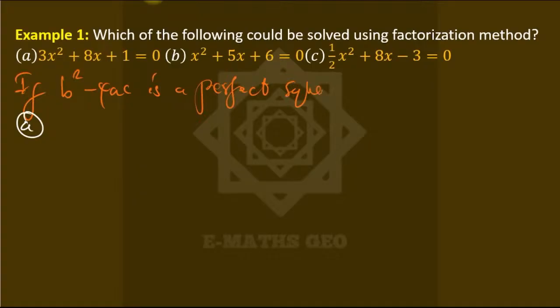It could be solved by factorization. So for the first one, what is A? A is 3. A is the coefficient of x squared. B is 8 and C is 1.